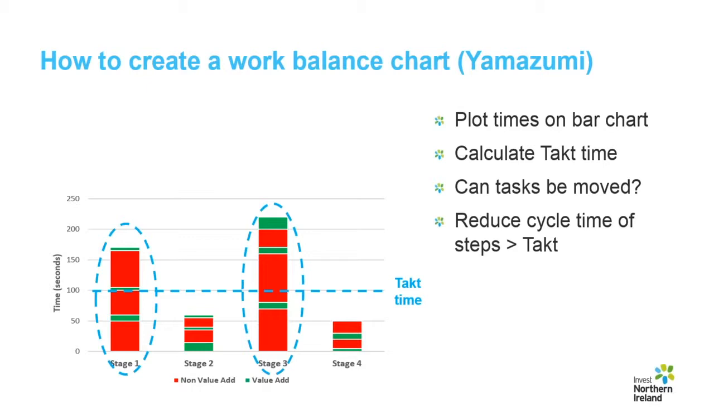You can then work on reducing the cycle time of those process steps, which are still greater than the process takt time, by removing the waste. Prioritize improvement activity on the process constraint or bottleneck. In other words, the process step with the longest cycle time.